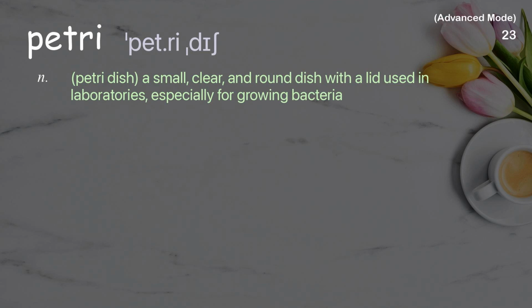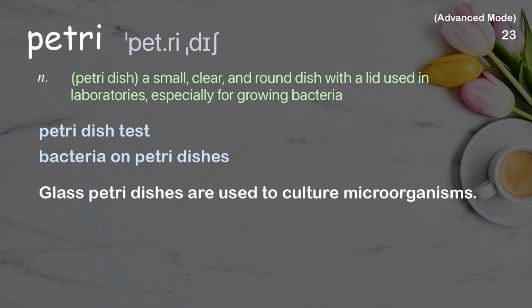Petri dish, a small, clear, and round dish with a lid used in laboratories, especially for growing bacteria. Examples: Petri dish test. Bacteria on petri dishes. Glass petri dishes are used to culture microorganisms.